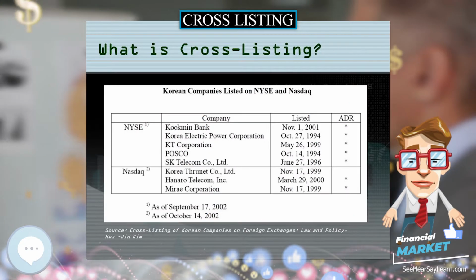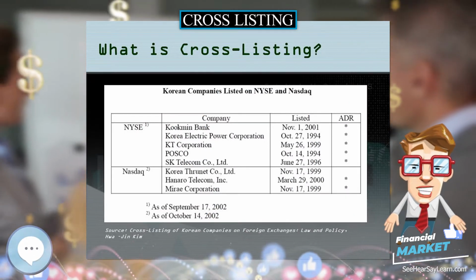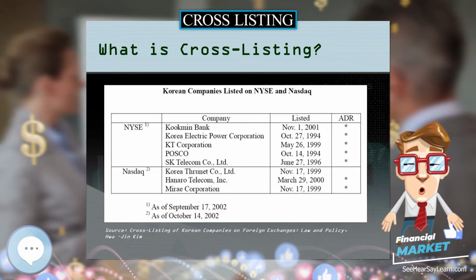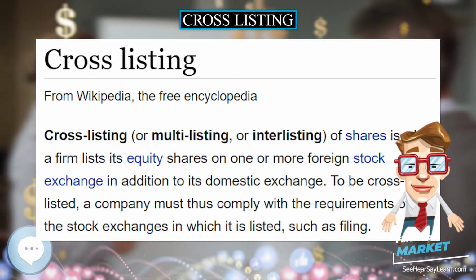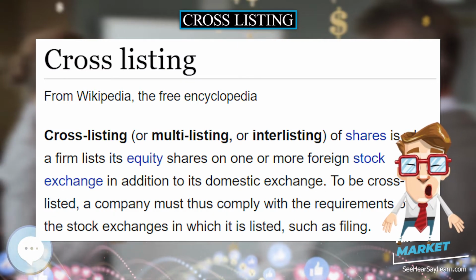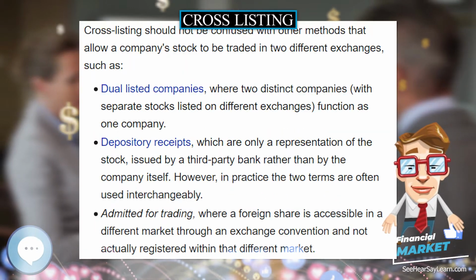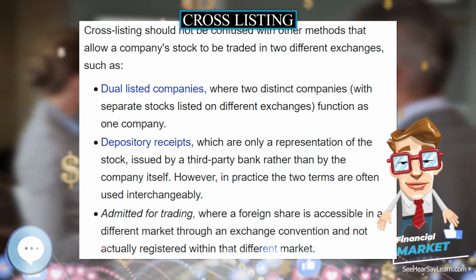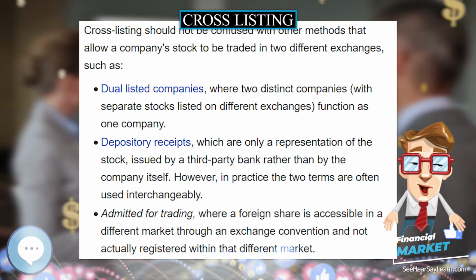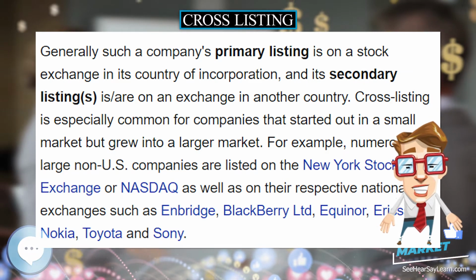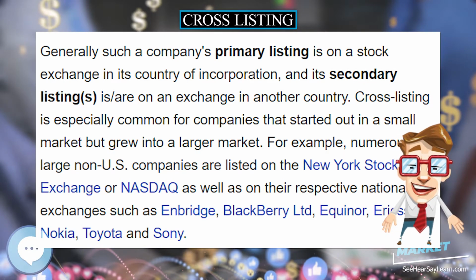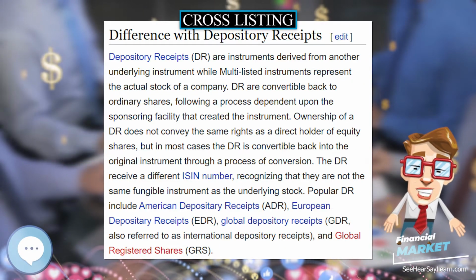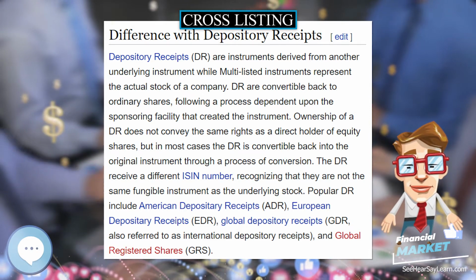The DRs receive a different ISIN number, recognizing that they are not the same fungible instrument as the underlying stock. Popular DRs include American Depository Receipts, ADR, European Depository Receipts, EDR, Global Depository Receipts, GDR, also referred to as International Depository Receipts, and Global Registered Shares, GRS.